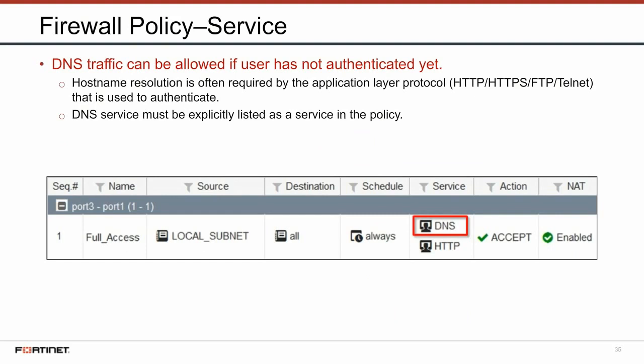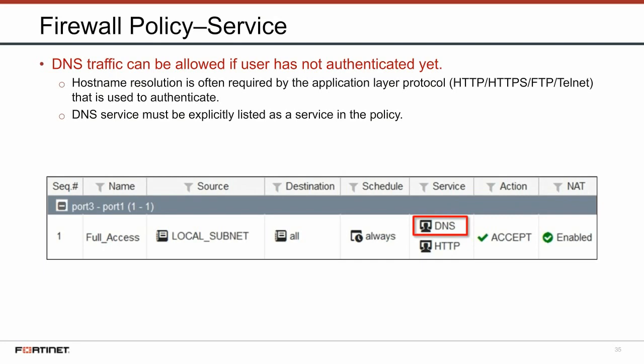A firewall policy also checks the service in order to transport the named protocols or group of protocols. No service, with the exception of DNS, is allowed through the firewall policy prior to successful user authentication. DNS is usually used by HTTP so that people can use domain names for websites instead of their IP address.